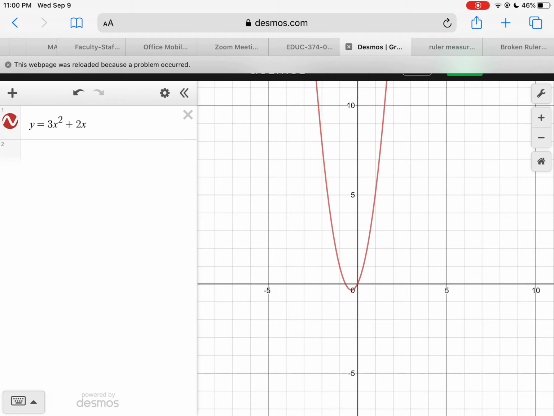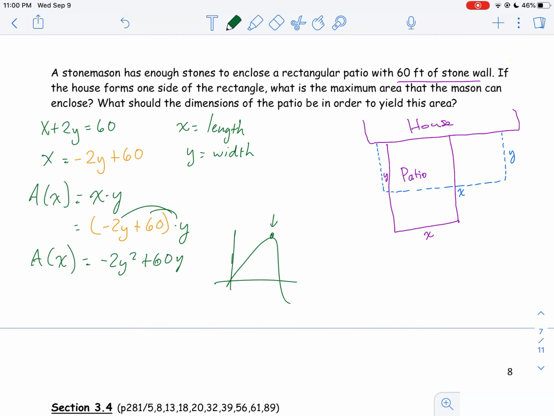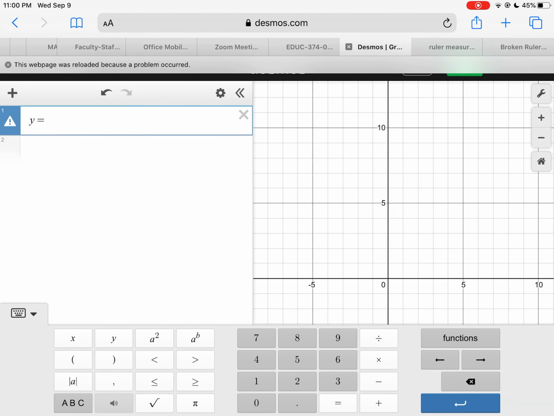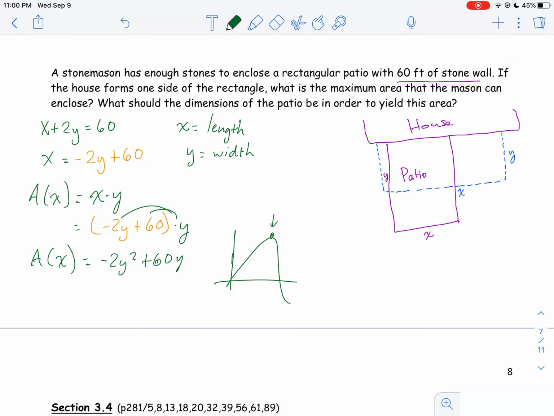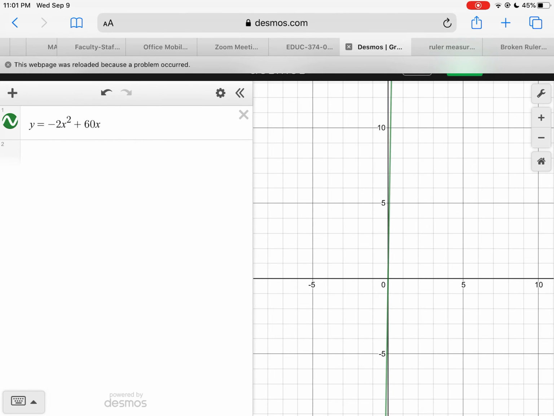Alright, so y equals, what was it? Negative 2y squared plus 60. Oh, this is going to be a little confusing. You might be thinking, why am I writing x? Well, that's how Desmos is set up. Do you see that? Negative 2x squared plus 60x. I'm just changing it. So these x's are in Desmos here.